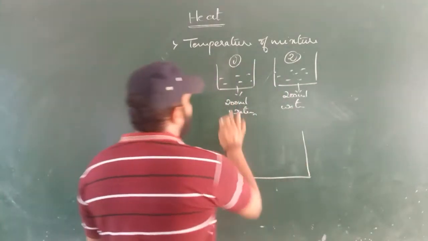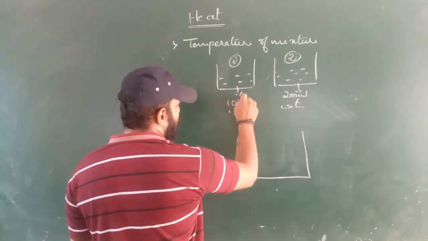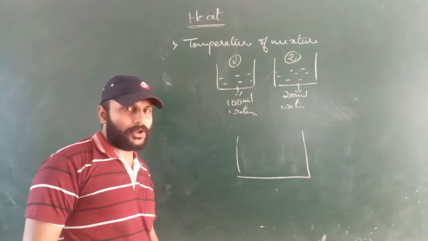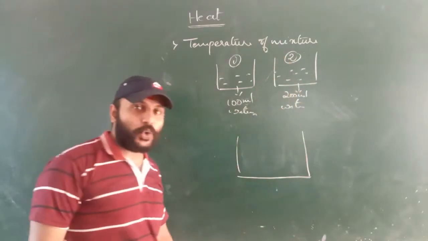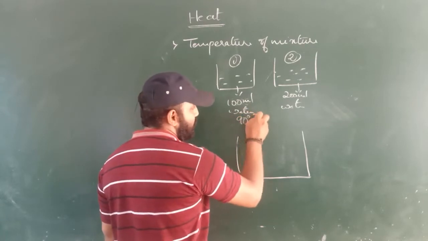what I will do? Here, in the first beaker, I will take 100 ml of water. In the second beaker, I will take 200 ml of water. Now, I will heat the first beaker so that it can attain 90 degrees Celsius.